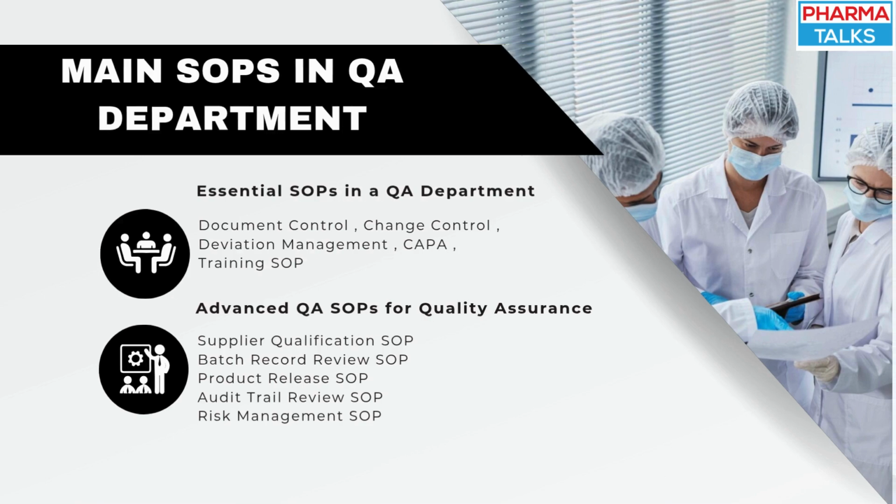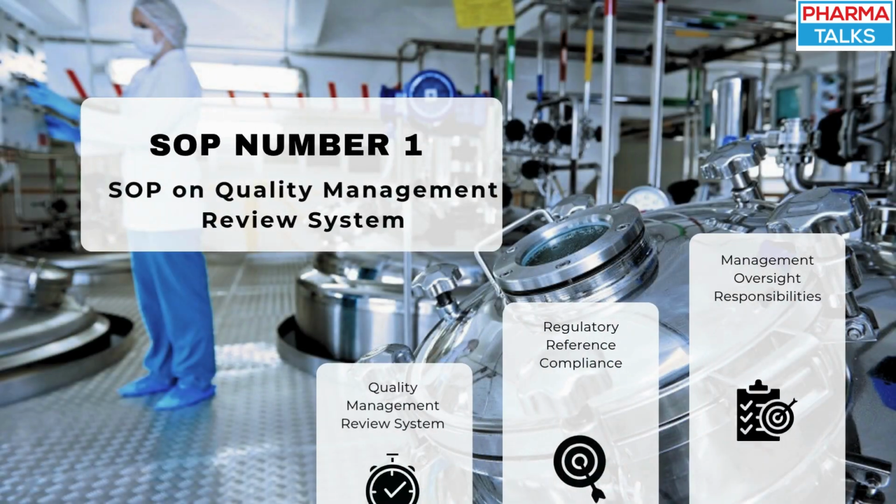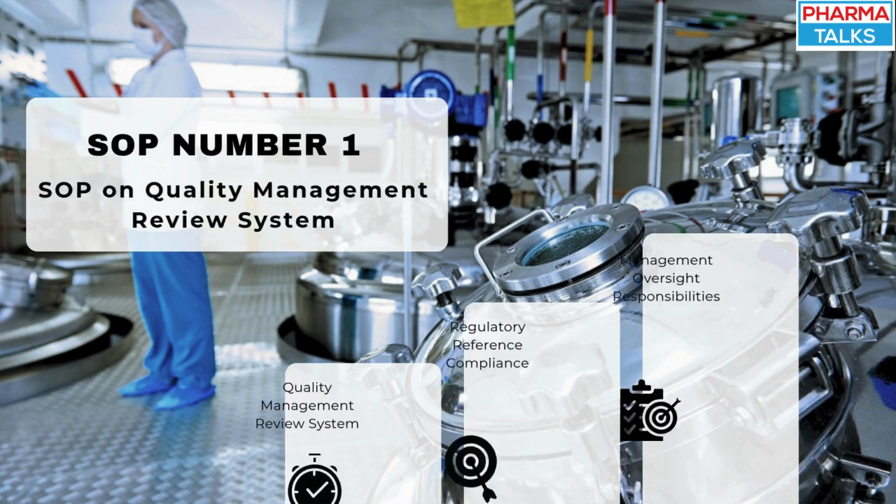Let's get started. Okay, so SOP number 1 focuses on the Quality Management Review System. It's important because it ensures that the quality system is effective and continually improving. The main references for this are things like ISO 9001 and any relevant regulatory guidelines. Usually, the management team is responsible for overseeing these reviews and ensuring they're carried out properly.